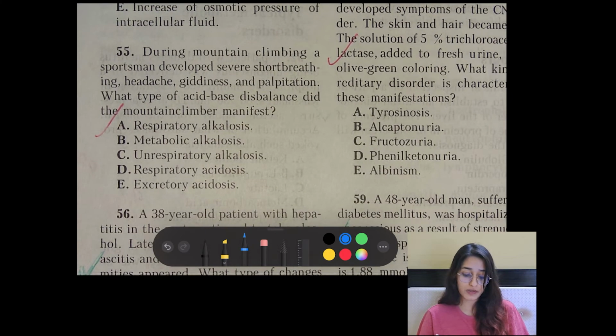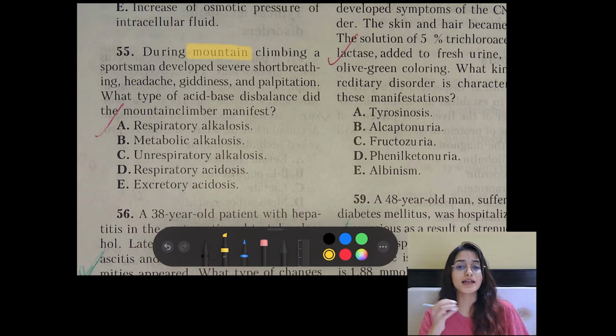During mountain climbing, a sportsman developed severe shortness of breath, headache, giddiness, palpitation. What type of acid-base imbalance? At high altitude there is decreased partial pressure of oxygen, and the patient will feel uneasiness, so he'll start hyperventilating so that more oxygen can come inside the body. But when more oxygen is coming inside, more carbon dioxide is also removed from the body. So that will lead to respiratory alkalosis because the patient starts hyperventilating at high altitude.